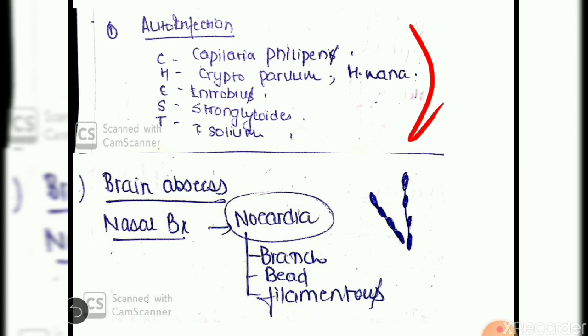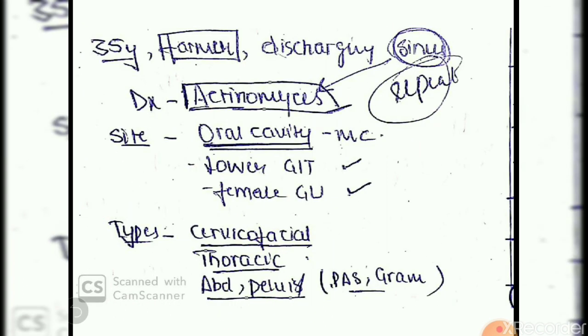The patient coming to you with a brain abscess, so he has a beaded filamentous structure. It is Nocardia. The comparison will be in the next few images. Then you have a farmer coming to you with a sinus. Sinus is a very important hint for Actinomyces. The most common one is of the oral cavity, right?